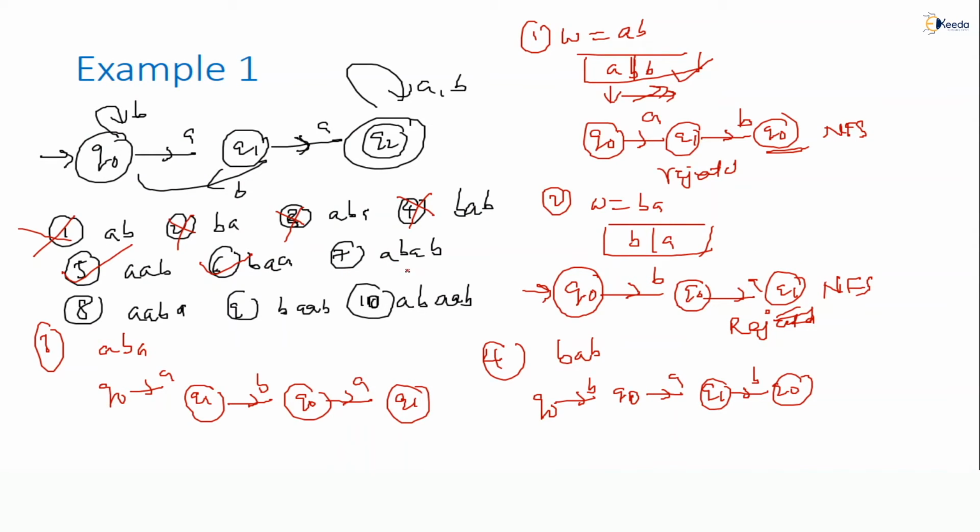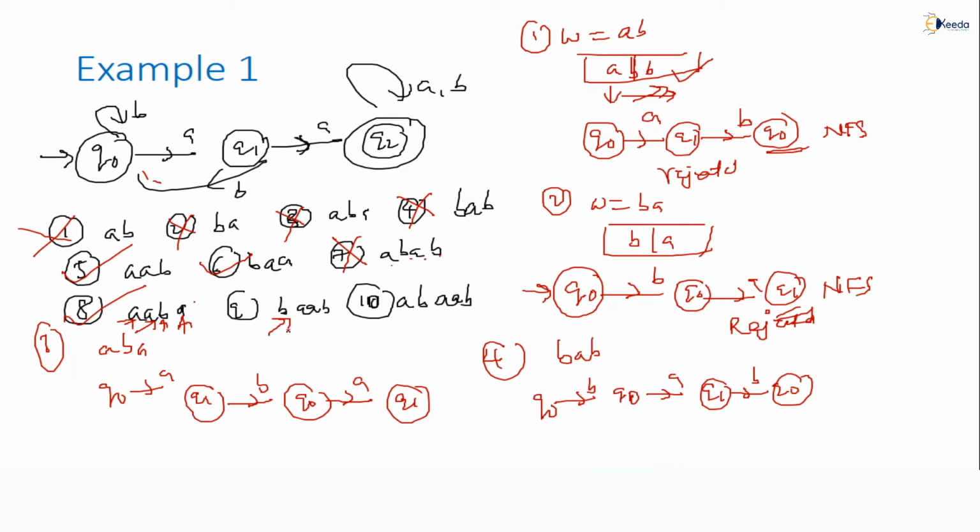Similarly the seventh one, ABAB. Q0 on A, Q1; Q1 on B, Q0; Q0 on A, Q1; Q1 on B, Q0. So it is rejected. Will the eighth one be accepted or not? Q0 on A, Q1. Q1 on A, Q2, yes, we reached Q2. Q2 on B, Q2 only. Q2 on A, Q2 only. So this will be accepted.